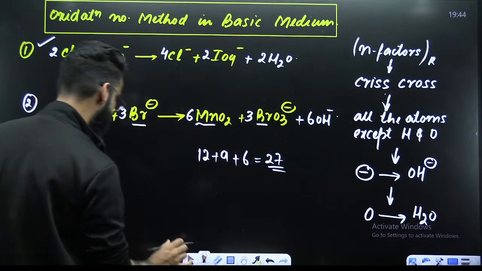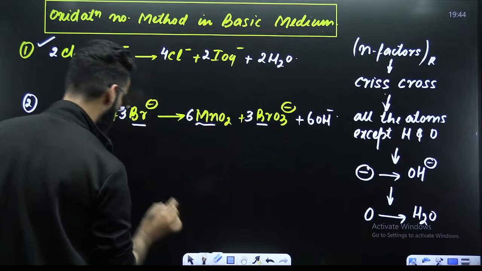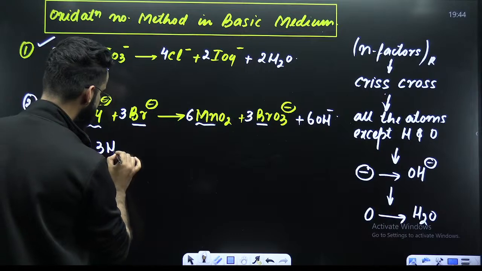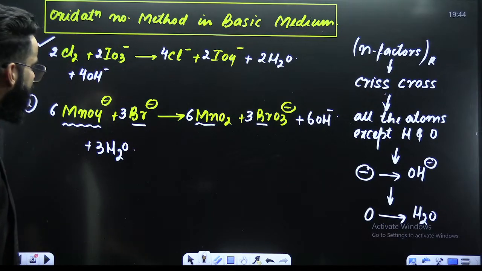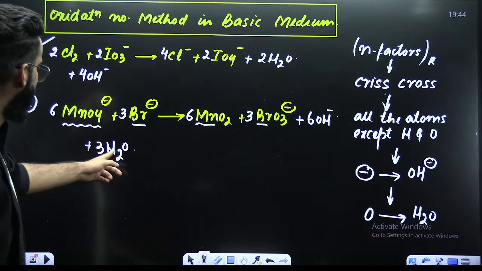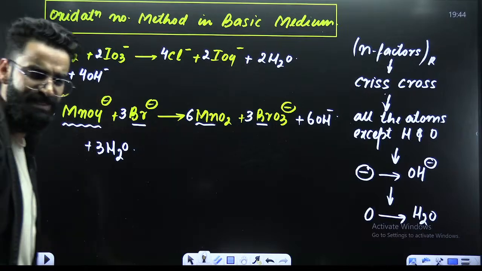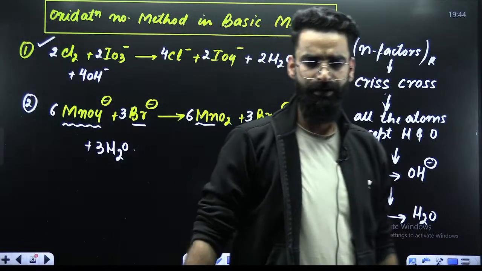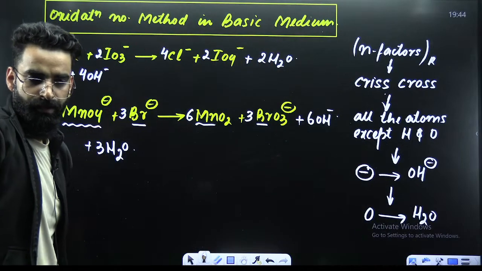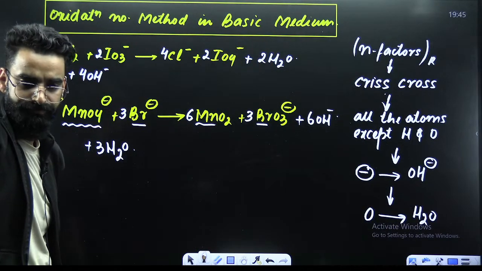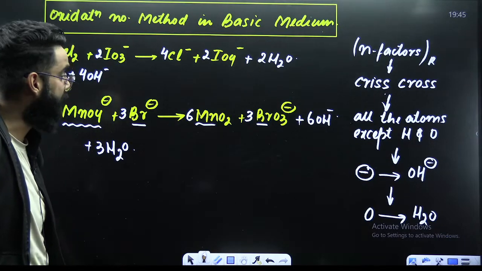If there are 3 oxygen deficiencies, so add 3 water molecules on the side which is negative charge deficient. Right? Perfect. Check hydrogen, it would be automatically balanced. 3 2s are 6, and there are 6 hydrogens on this side. Look, if everything is balanced. Check it out quickly, guys.